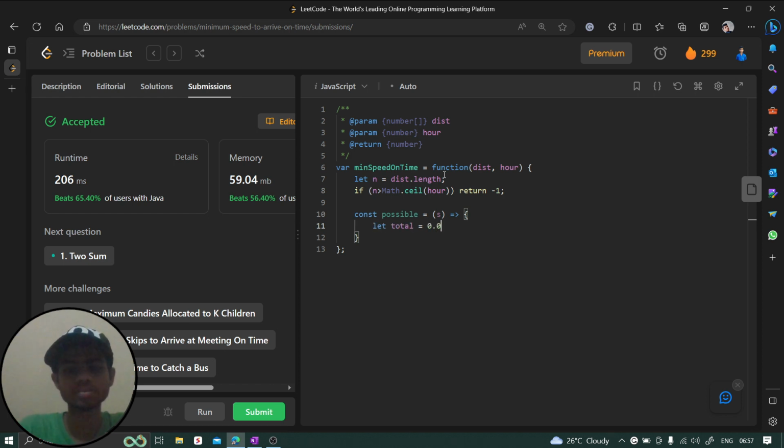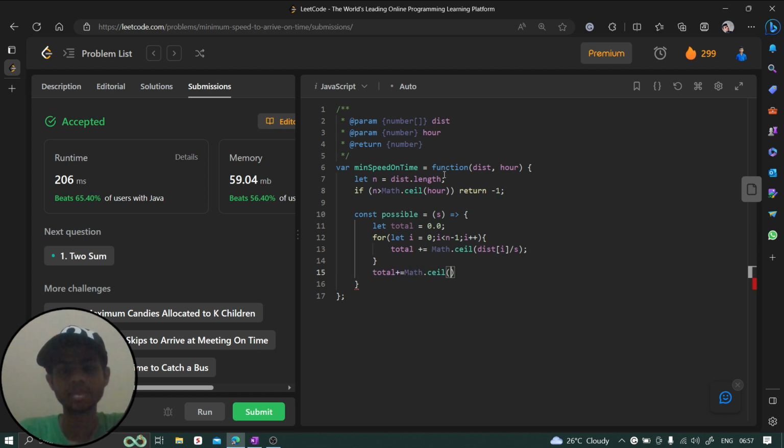Let total be 0.0. For int, let me write for int i is equal to 0, i less than, what can we use? We can use n minus 1, and we don't need to use int here. It's JavaScript, so use let. Fine, n minus 1 and i plus plus. And here we can say total plus equal to math.ceil, and here we can pass distance of i divided by s. Fine. At the end we can say total plus equal to math.ceil. No, then we don't need to use ceil, we just use distance of n minus 1 divided by s, right? And we can return total should be less than or equal to hour.